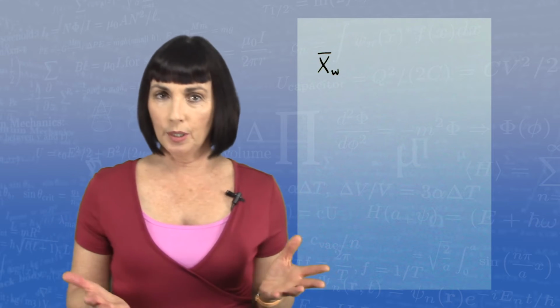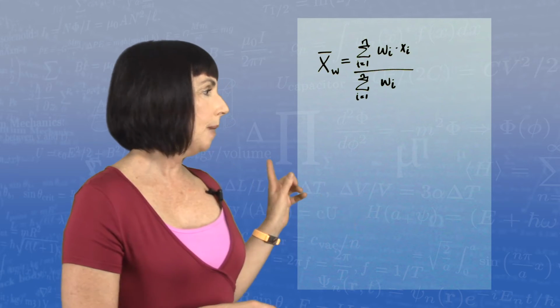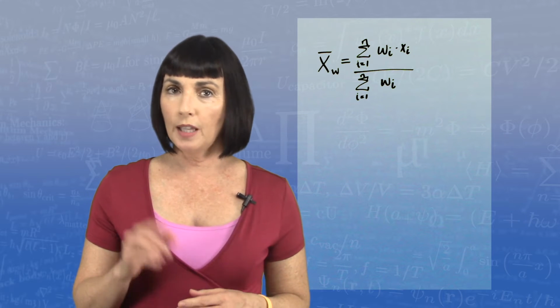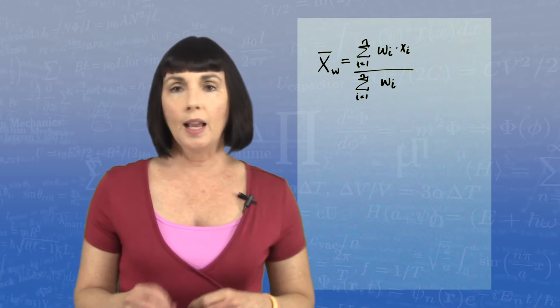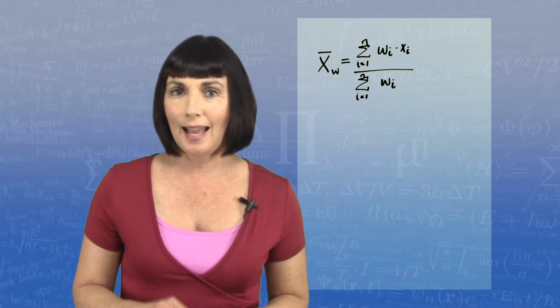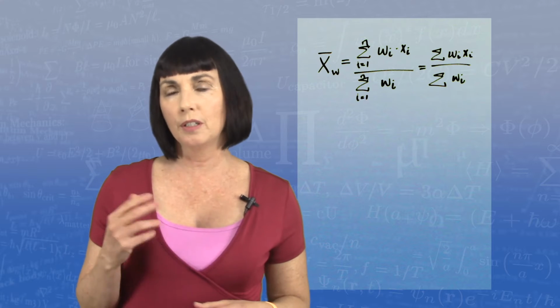Okay, so let's take a look at the formula for the weighted mean. And we'll just call it x bar w to distinguish it from our x bar, our usual arithmetic mean. It's equal to the summation for i equal 1 to n of wi times xi divided by the summation for i equal 1 to n of wi. And you will see that shorthanded this way, the summation wixi over summation wi.